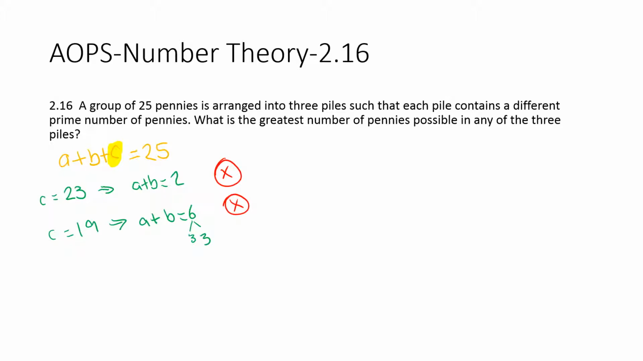And then if C is equal to 17, then A plus B is equal to 8. And that could be 5 and 3. So it is possible. So the greatest number of pennies possible in any of the three piles is 17.